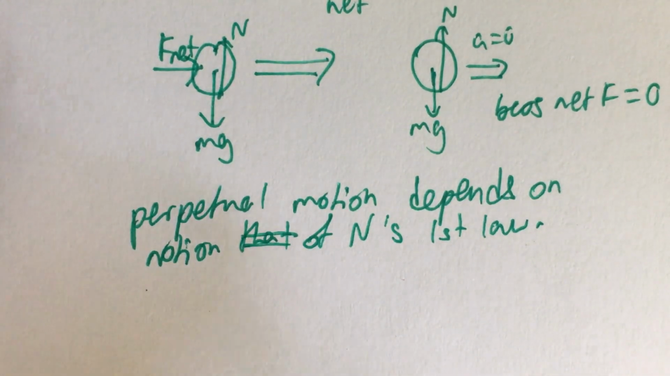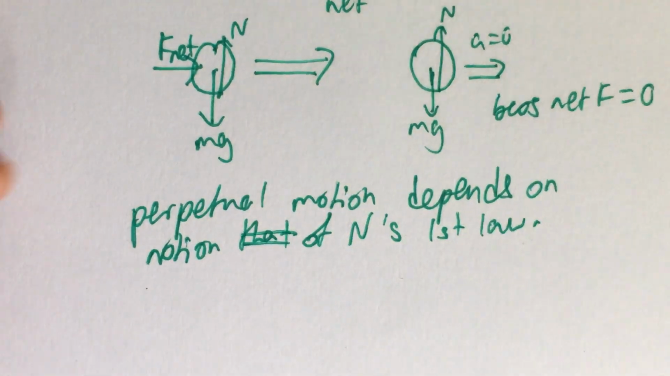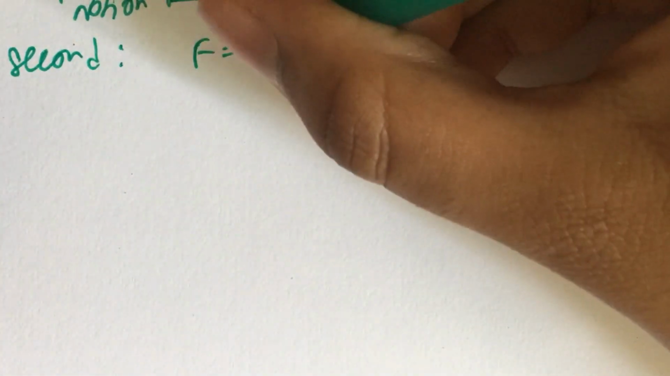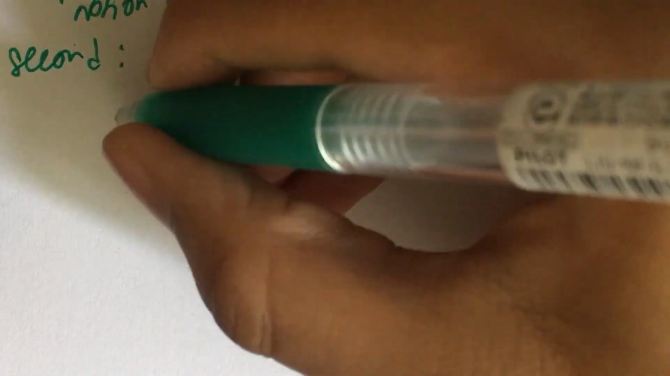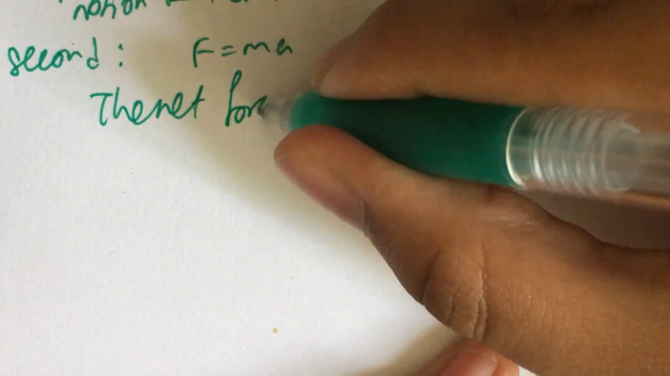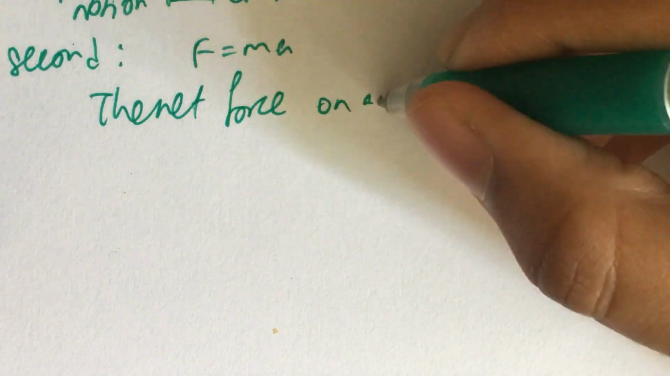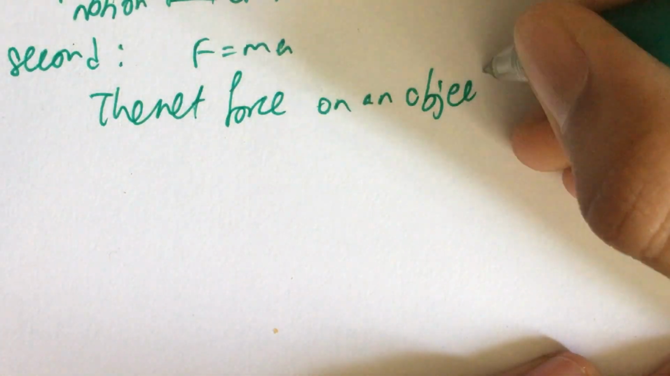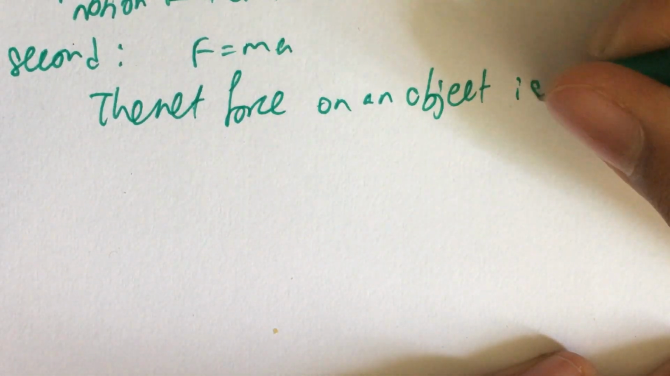Okay. So Newton's second law of motion is force equals mass times acceleration. Or if you want to say it in a more professional way, the net force acting on an object is equal to the product of its mass and its acceleration in the direction of the force, the direction that the force is acting on the object, I guess.